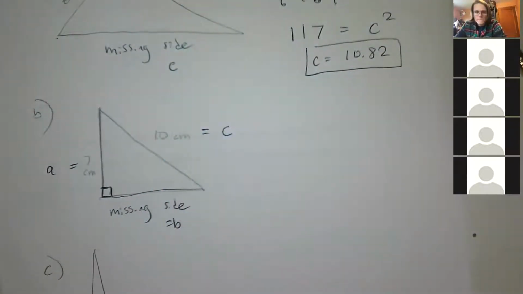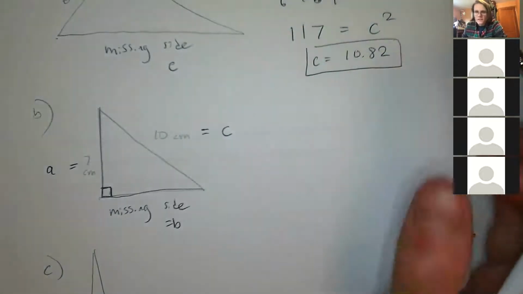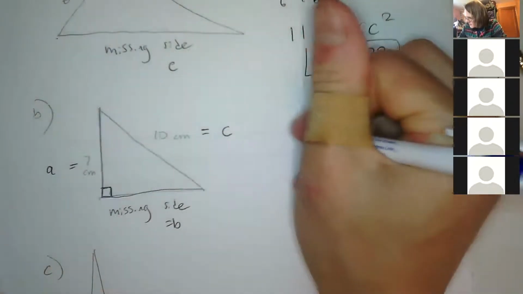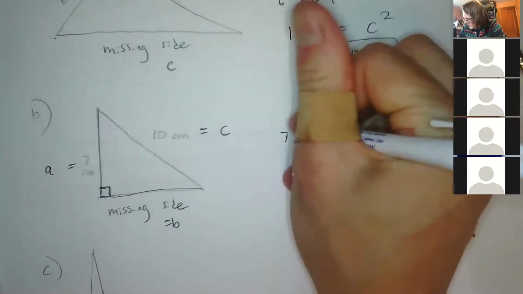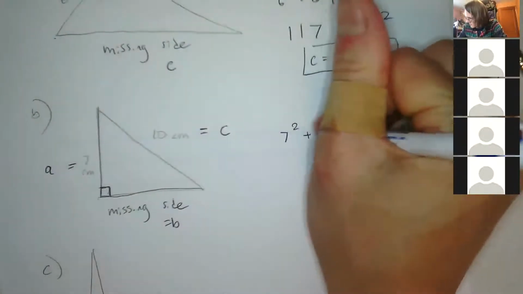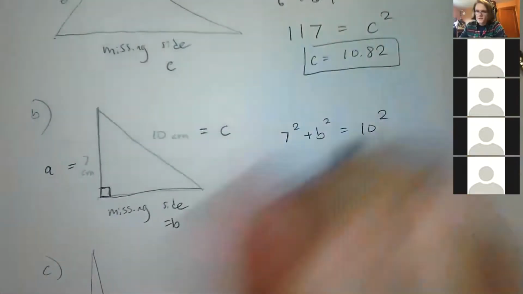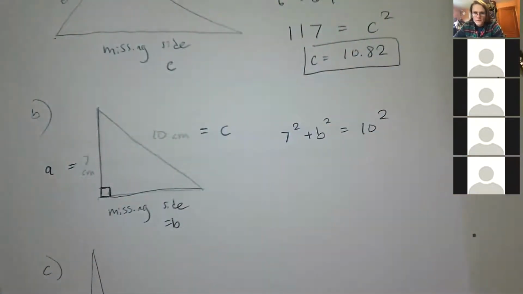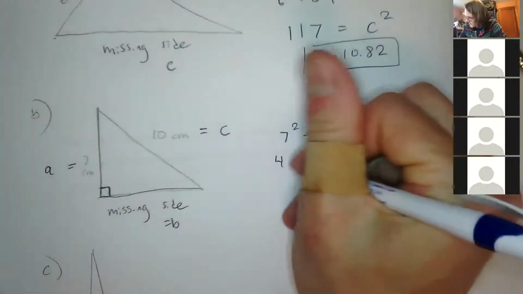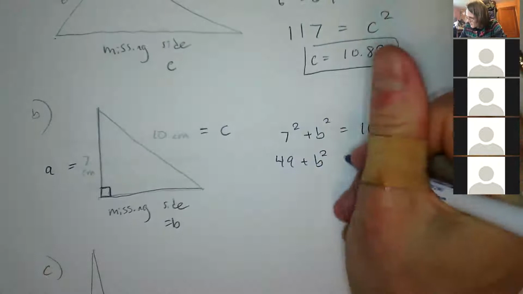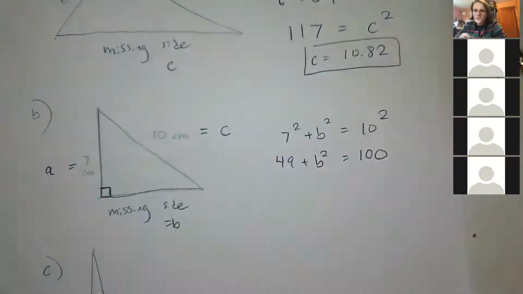All right? And then you just plug everything into the theorem. So A squared is 7 squared. B is unknown, so I leave it as B squared. And then equals C squared, which is 10 squared. All right. And now, again, you can plug everything in, right? So 7 squared is 49. B squared is unknown, and 10 squared is 100.